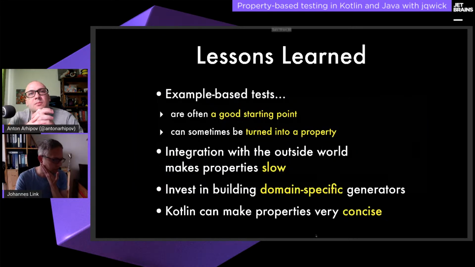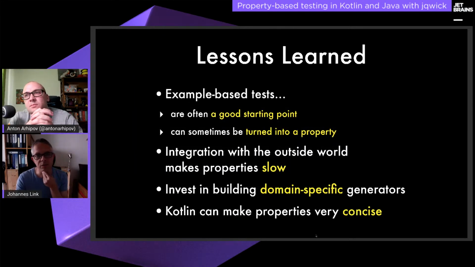So to the end, what are my lessons learned? I have used property-based testing for like 4 or 5 years now, and it is not a replacement for example-based testing. Examples are still a good starting point. I often start with examples because they are much more straightforward, or I already have examples from the domain. Sometimes I can translate those examples into properties, but sometimes they just stay.